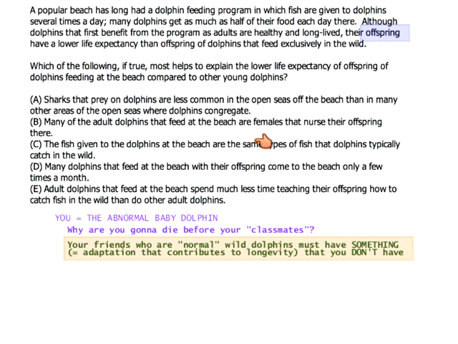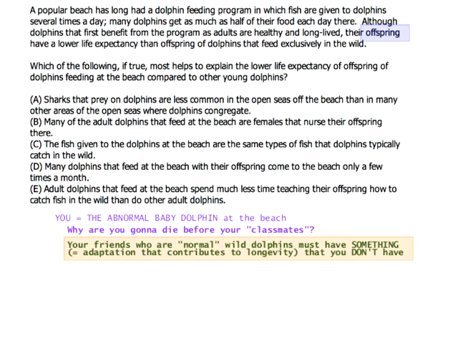Sharks that prey on dolphins are less common than in many areas of the open seas. Well, if you simplify this for your theoretical 10-year-old, this means that the sharks are actually less likely to be near the beach. So what would that mean for you? You're the beach dolphin. This would mean that you would live for longer. Remember, you're the dolphin at the beach.